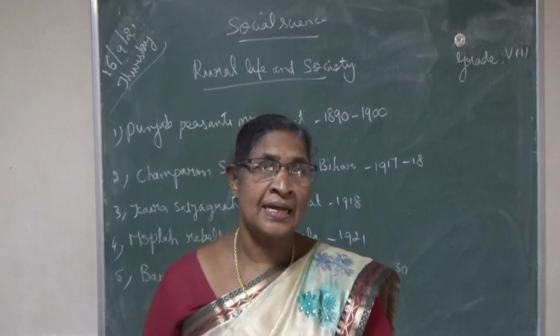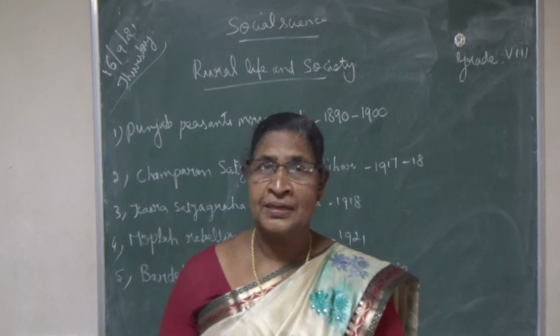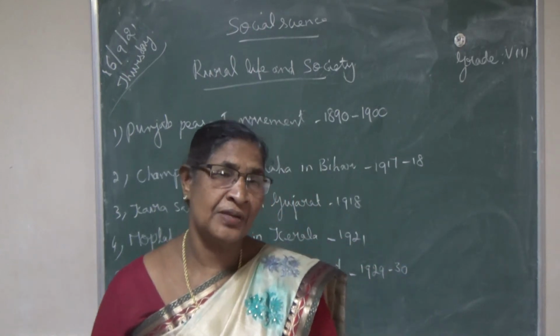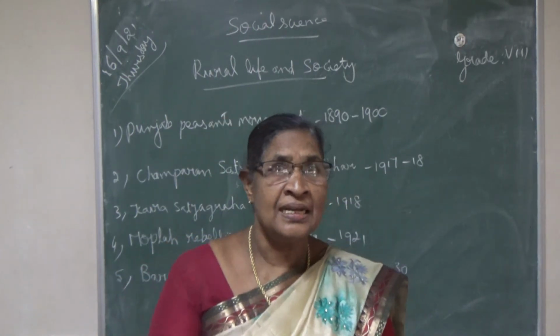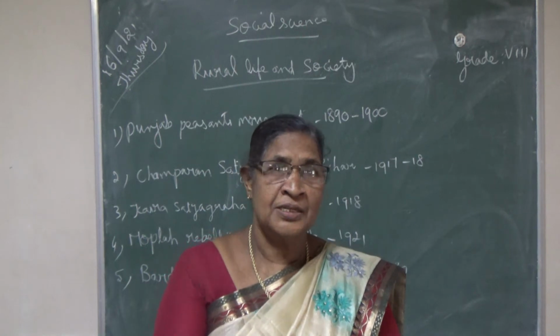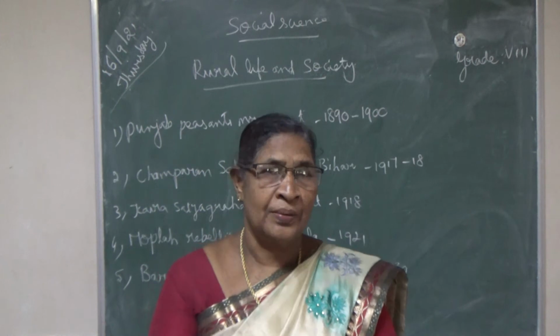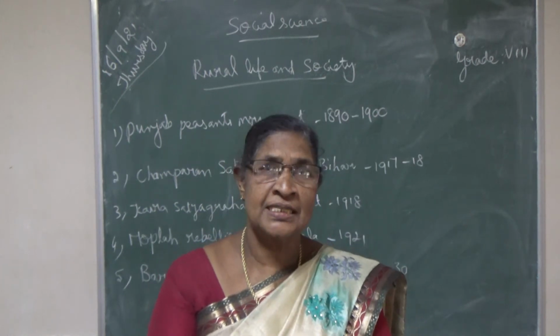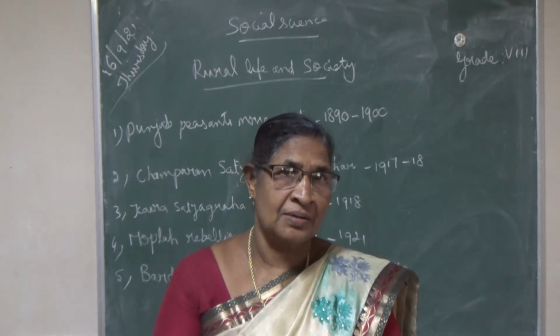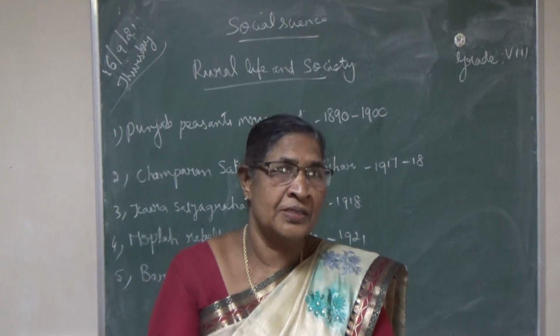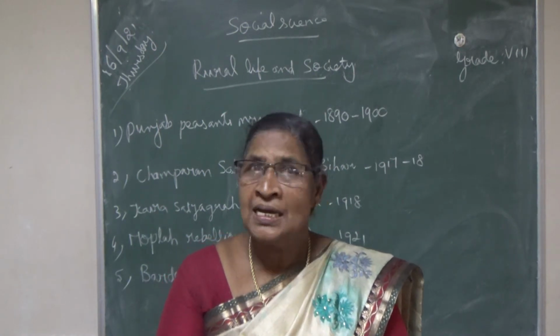The 63rd lesson, rural life and society. In that lesson we have learned about the three land revenue policies introduced by the British government: the Permanent Settlement, Raitwari system and Mahalwari system. These three land revenue policies affected the life of the cultivators.